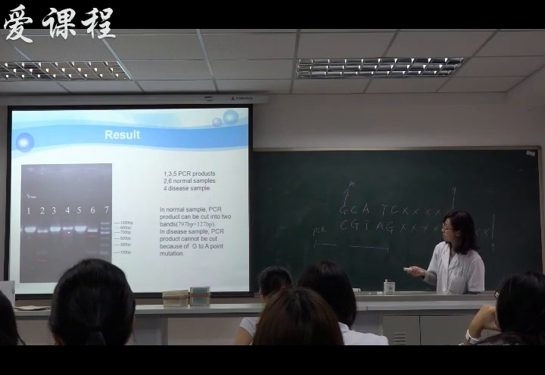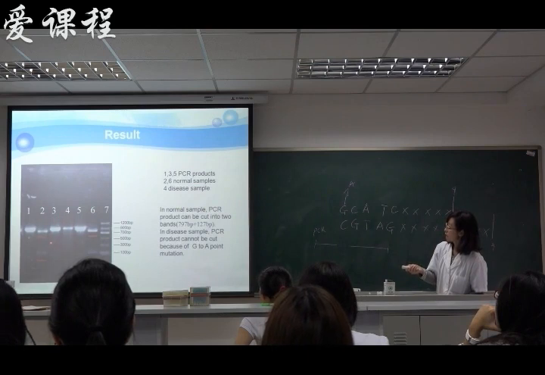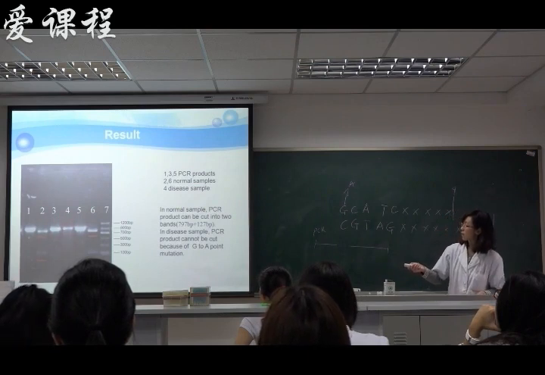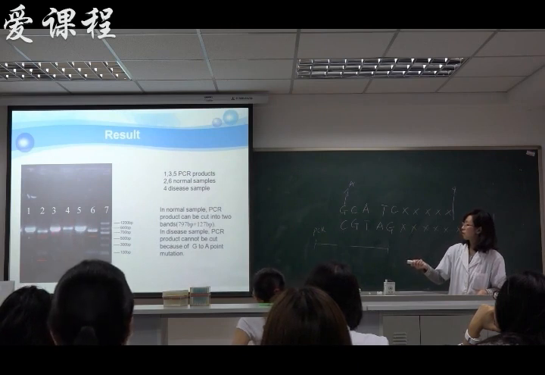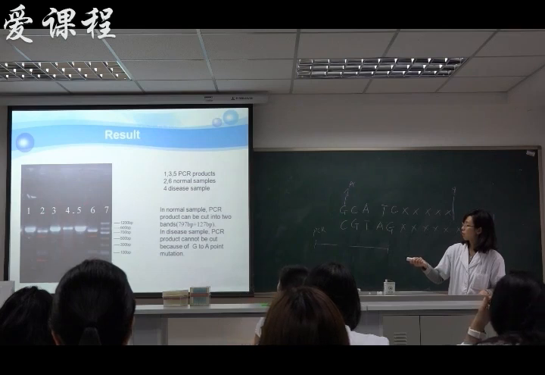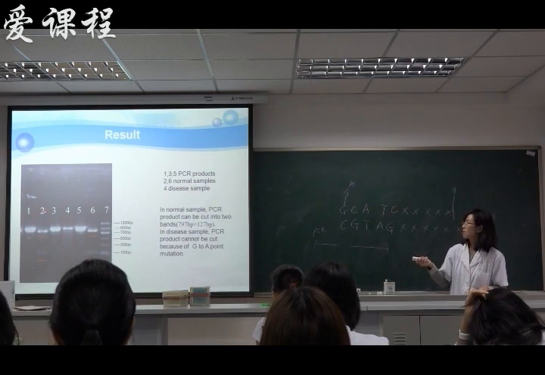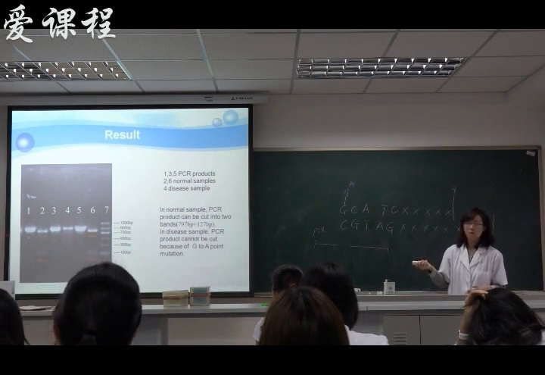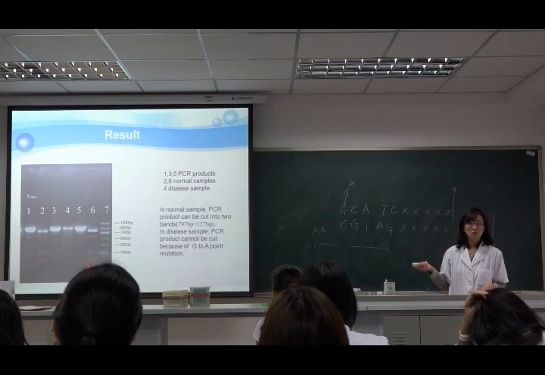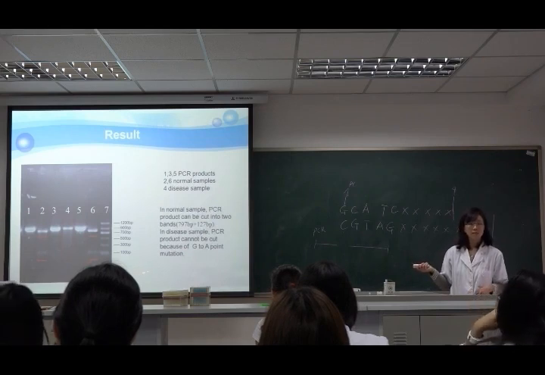And we can see here, this is lane 4. Lane 4, we also added the enzyme. However, there is still one band. So we can conclude from here, lane 4 is a sample for the LHON disease, and 2 and 6 are without the LHON disease, understand here?